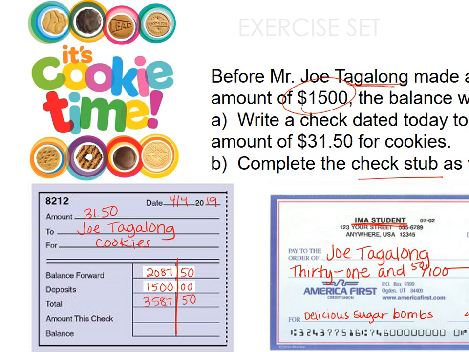So I now have $3,587.50. But then the check was written for $31.50, and that's coming out of your account, so you're going to subtract it from this, which would give you $3,556.